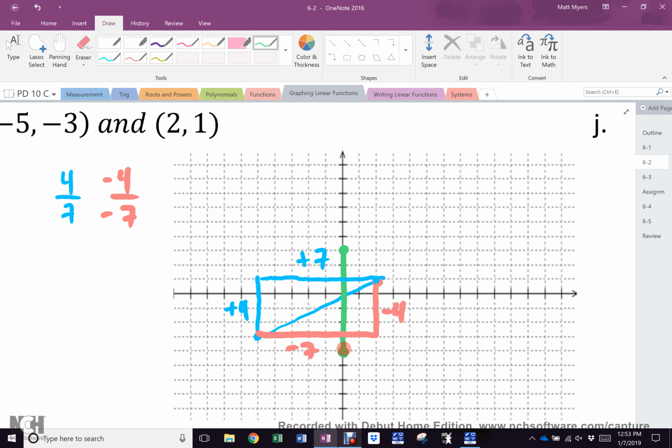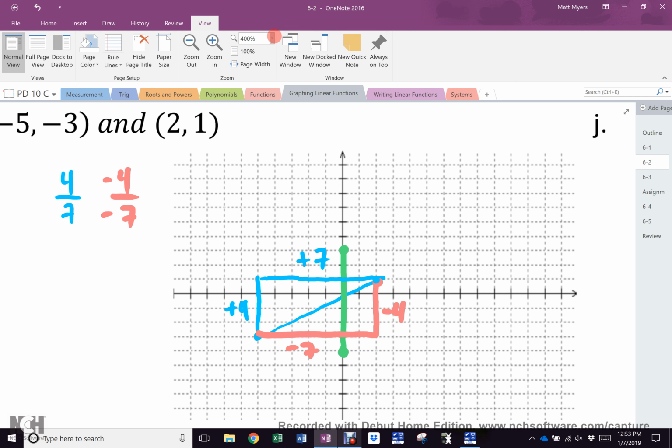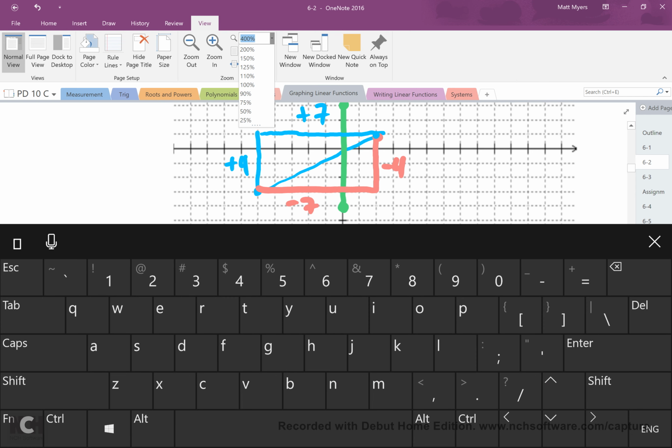Can everybody find a slope on a graph? Yep. Put a dot, count. Can everybody get the slope from a graph? That's this. Go to the line, go to 1 point, count. Everybody good? Turn the page over. What's happening at the next question?